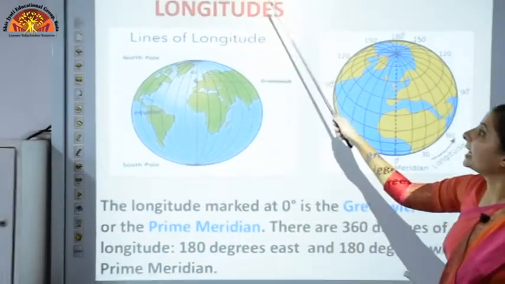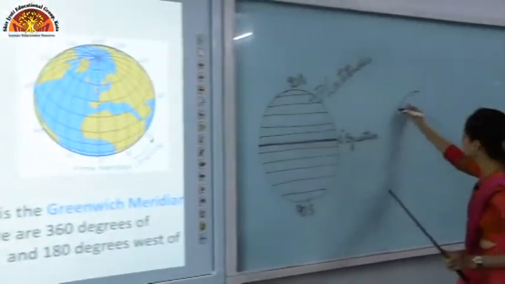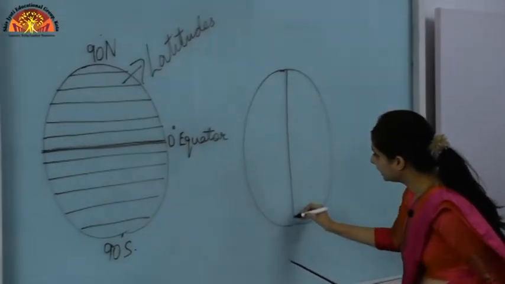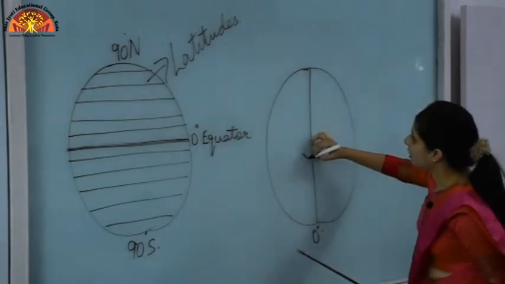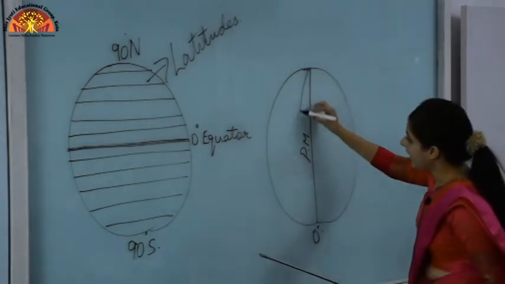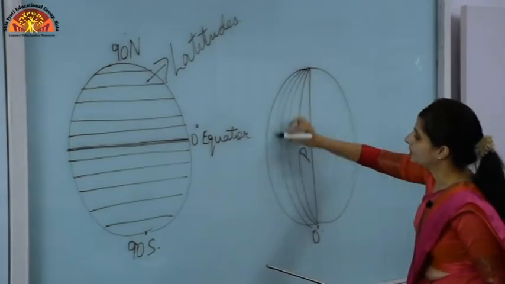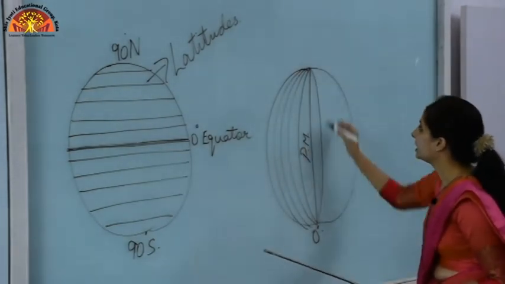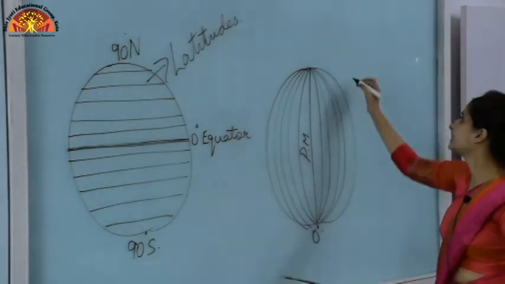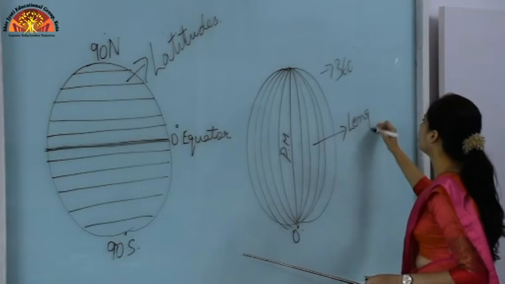Now we will talk about the lines of longitude. As you can see in the picture given in the slide, lines of longitude are semicircles. This is the line running in between, that is 0 degree, which is called the prime meridian. It is the longest longitude. You have lines of longitude running in semicircles from the North Pole to the South Pole. These are 180 towards the Western Hemisphere and 180 towards the Eastern Hemisphere, which makes a total of 360 longitudes. We have 360 longitudes, and these are the lines of longitude.